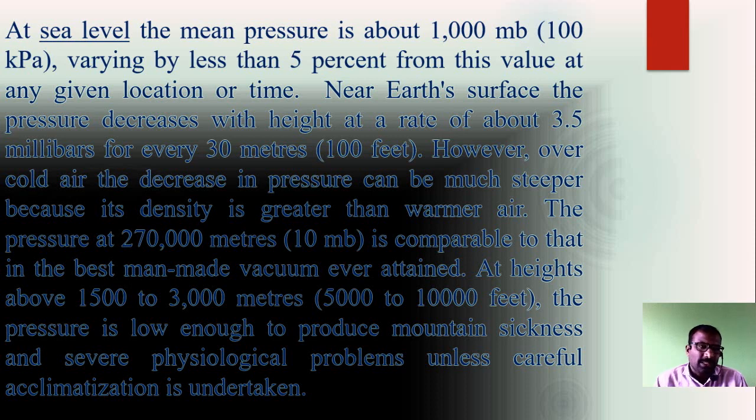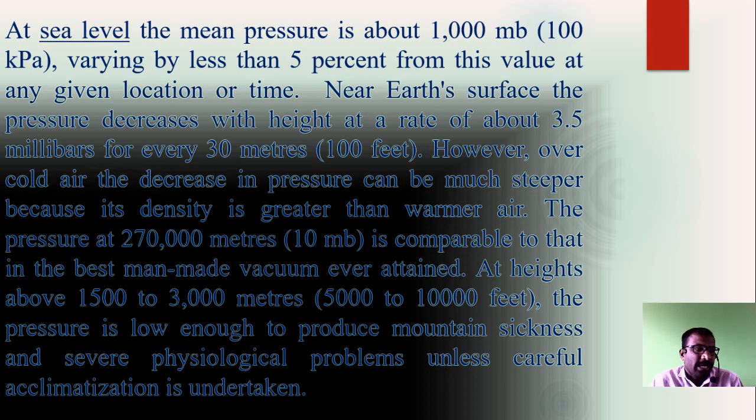Near the Earth's surface, pressure decreases with height at the rate of 3.5 millibars for every 30 meters or 100 feet. If you go vertically from the surface of the Earth, the pressure decrease ratio is 3.5 millibars for every 100 feet or 30 meters. Over cold air, the decrease in pressure can be much steeper because density is greater than in warm air.